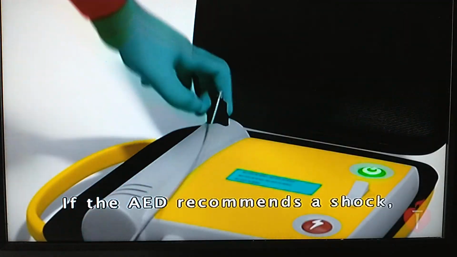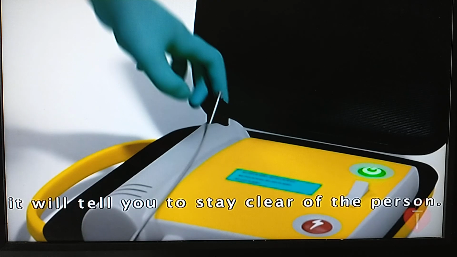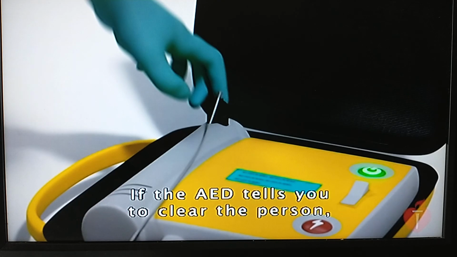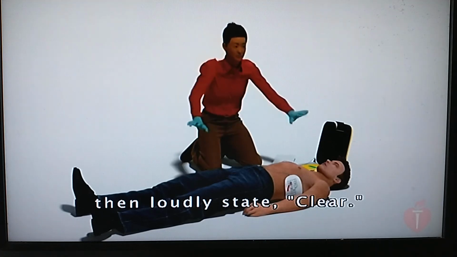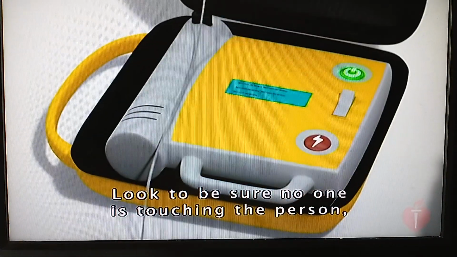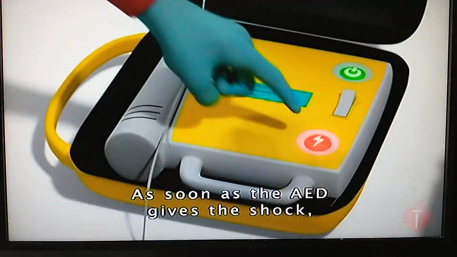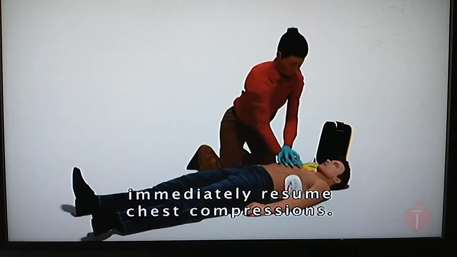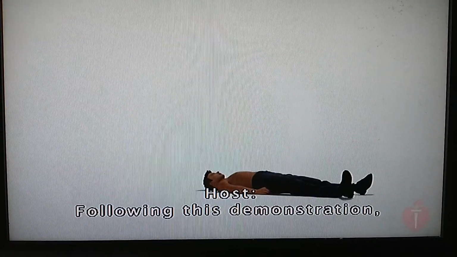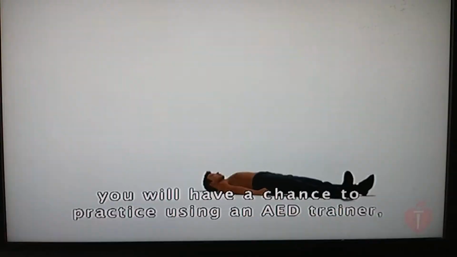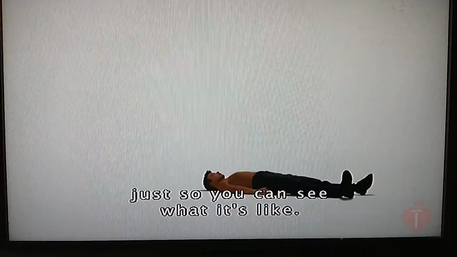If the AED recommends a shock, it will tell you to stay clear of the person. If the AED tells you to clear the person, then loudly state, "Clear." Look to be sure no one is touching the person just before you push the shock button. As soon as the AED gives the shock, immediately resume chest compressions. Following this demonstration, you will have a chance to practice using an AED trainer, just so you can see what it's like.